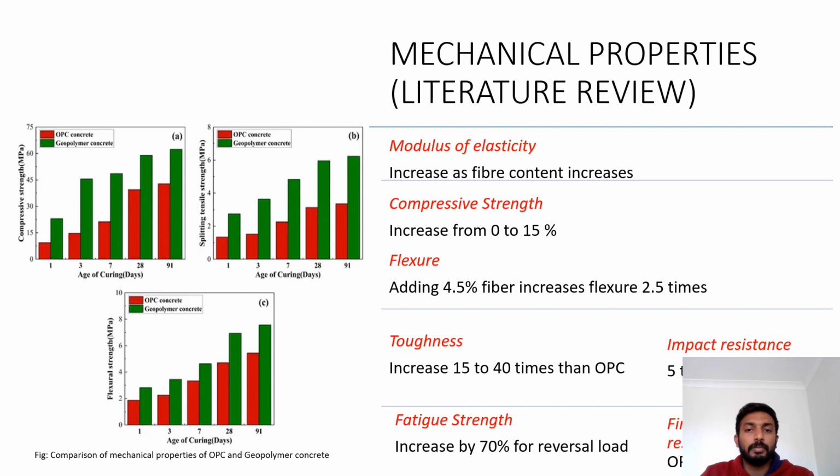Moving on to the mechanical properties discussed in the literature review. The modulus of elasticity increases as fiber content increases. The compressive strength increases from 0 to 50%. The flexure, by adding 4.55% of fiber, increases 2.5 times. The toughness increases 15 to 14 times that of OPC. The fatigue strength increases by 70% for the reversal load. The impact resistance increases from 5 to 10 times that of OPC. And the fire and corrosion resistance also increase.